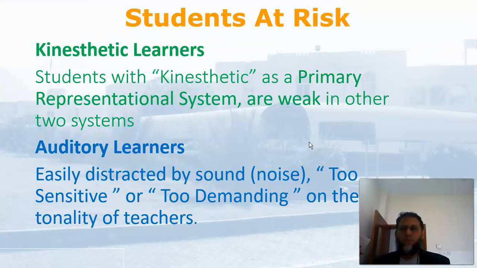Now we would like to know the students at risk. Out of the three different learners, the kinesthetic learners are at risk because they easily understand things by doing. They don't learn things through auditory and visual learning. They will be slow. There are some students who can understand certain concepts only by doing it. They have to practice it, not just listen or hear something. So for that student, we have to give that type of delivery.